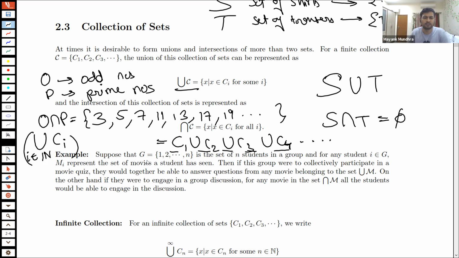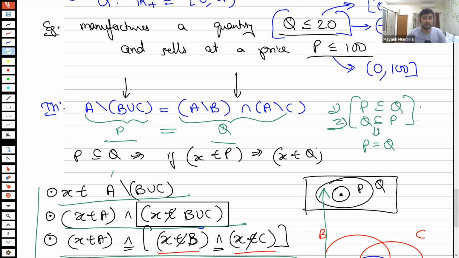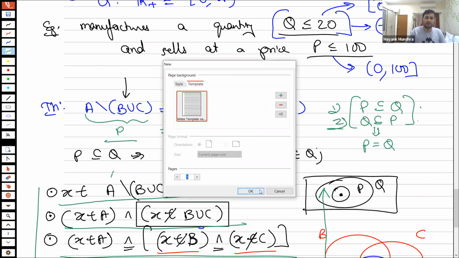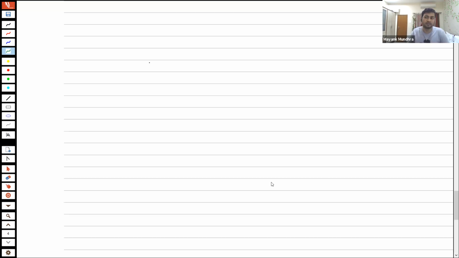Suppose G is a set of all students in a group, and for any student i in G, Bi represents the set of books that the student has read. I have like 11 students in this class right now. Suppose I ask you all to enlist all the movies that you have seen. Well, that would be a very long list. So let's stick with books, because people generally read fewer books than they watch movies.